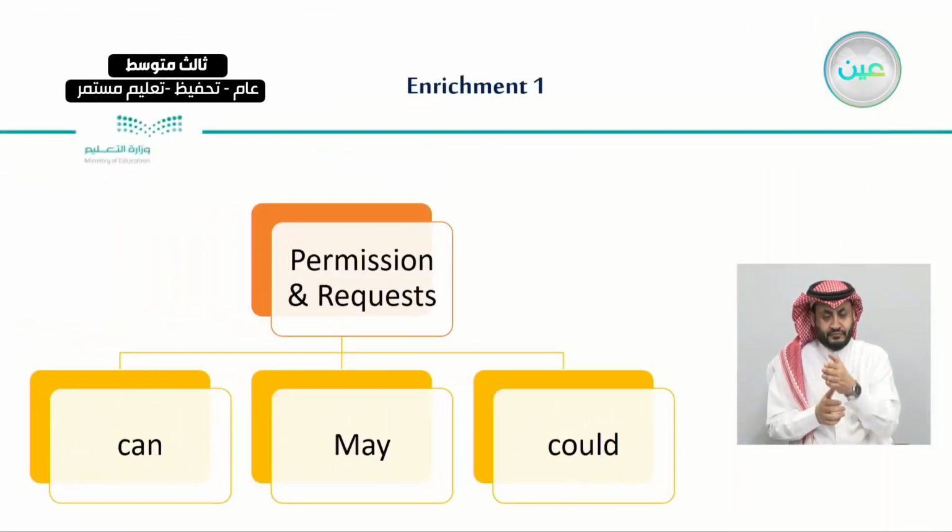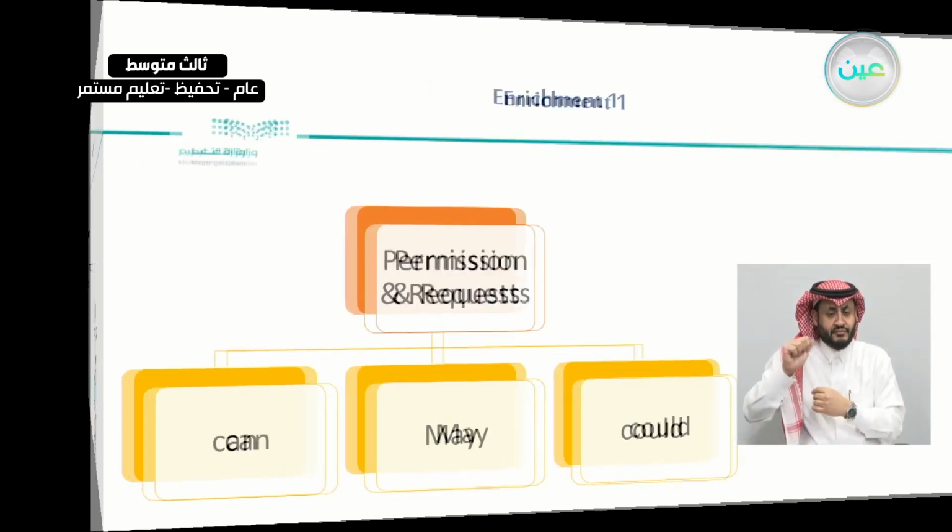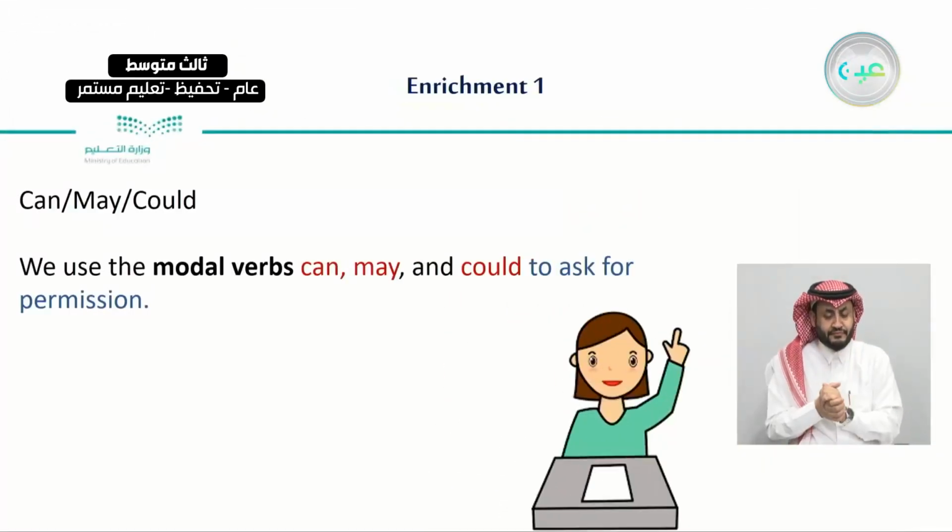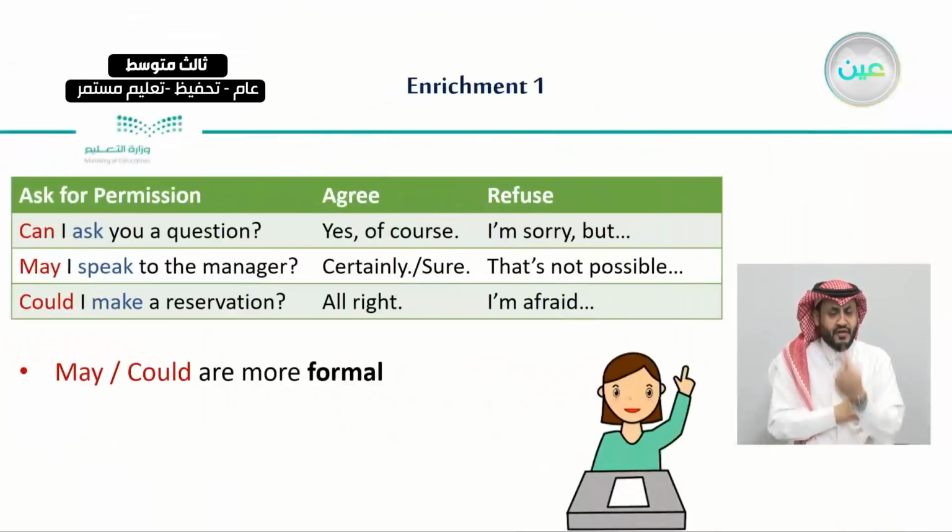The last part of our unit is about form, meaning, and function, where we learned how we can use can, may, and could in making a permission or making a request. We said that we use these modal verbs can, may, and could to ask for permission. For example, when you say, can I ask you a question?